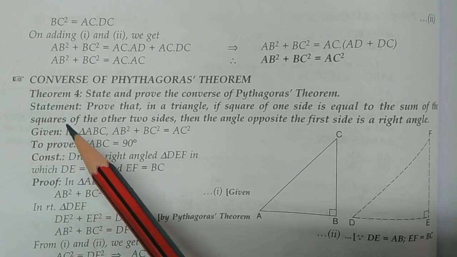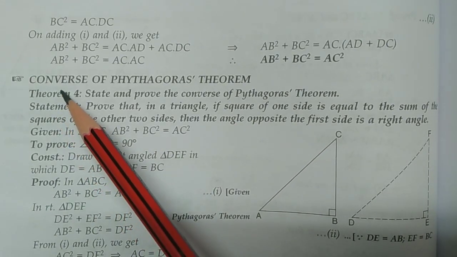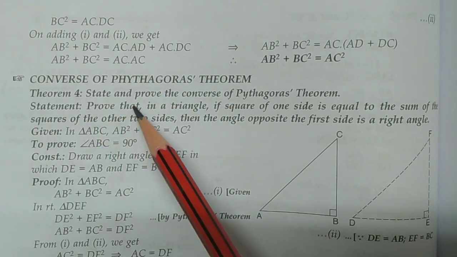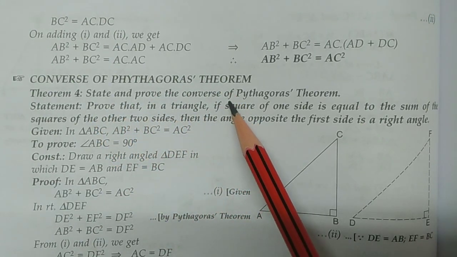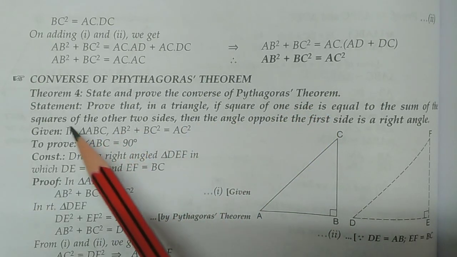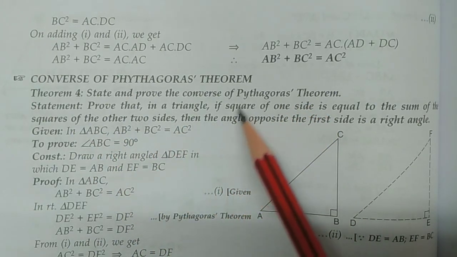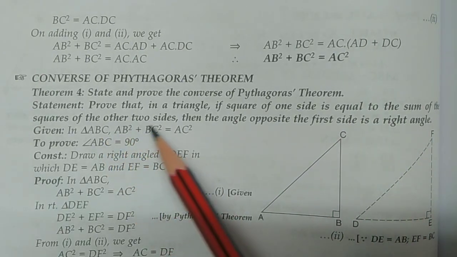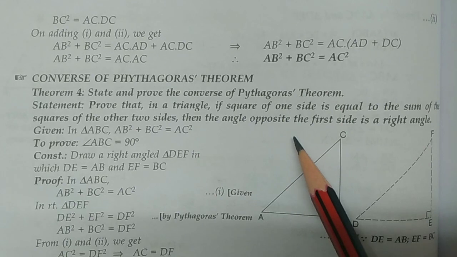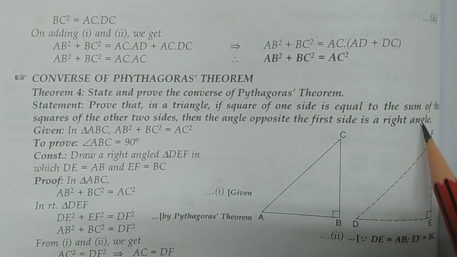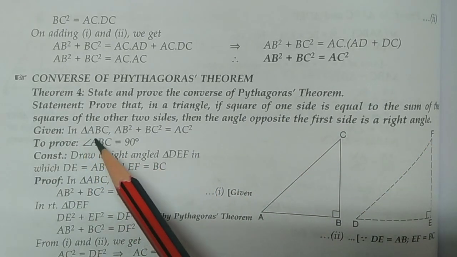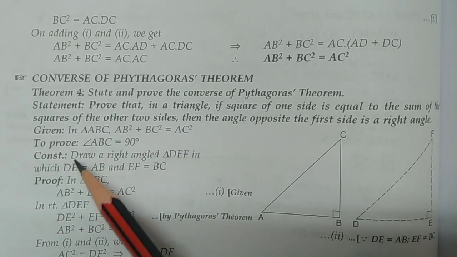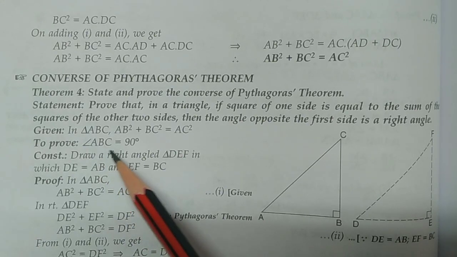Now next from here, the converse of the Pythagoras theorem. Theorem 4: state and prove the converse of Pythagoras theorem. Statement: prove that in a triangle if the square of one side is equal to the sum of the squares of the other two sides, then the angle opposite the first side is a right angle. Given: in triangle ABC, AB square plus BC square equals AC square. To prove: angle ABC equals 90 degrees.